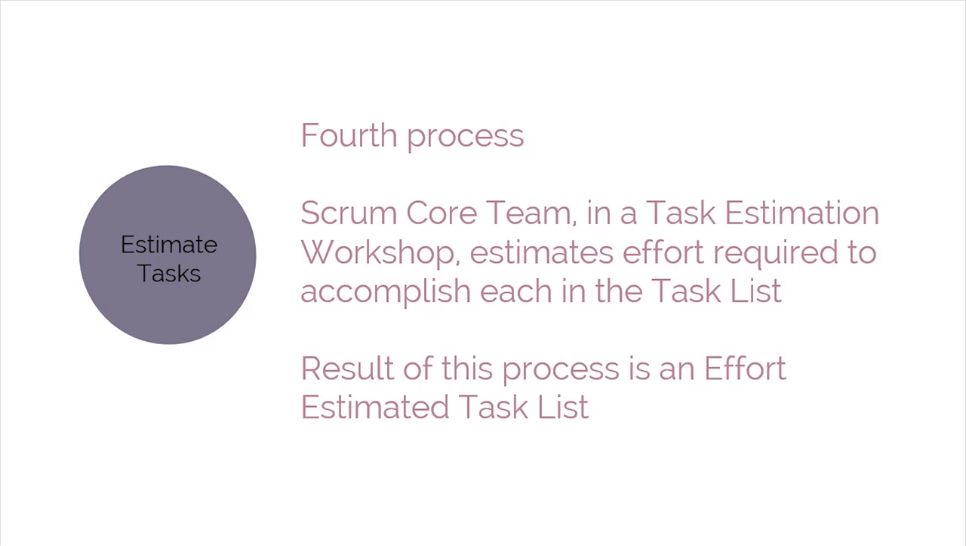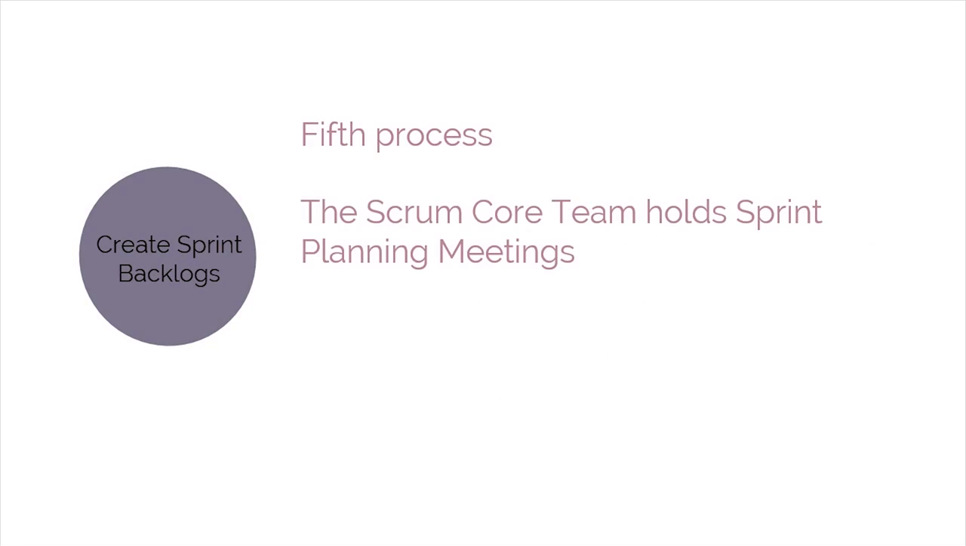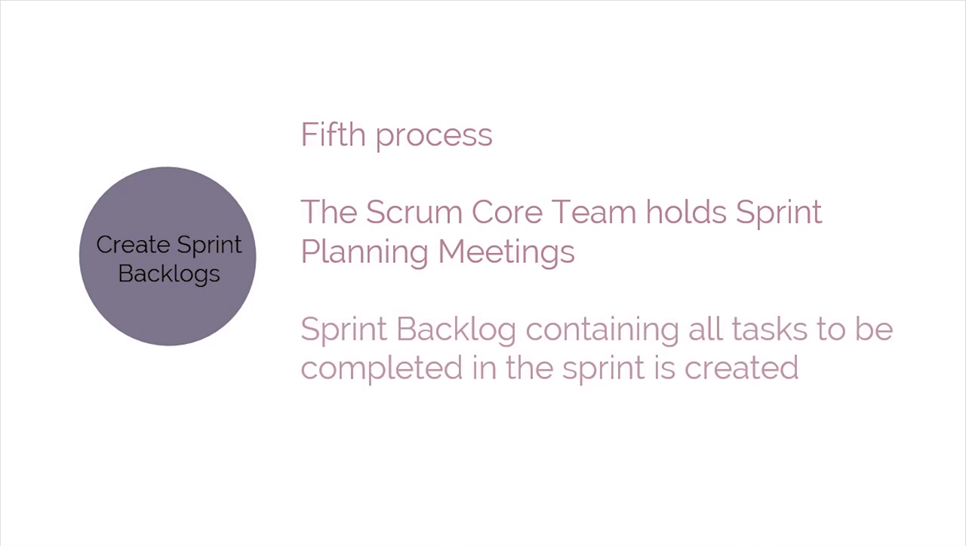The last process conducted during this phase is Create Sprint Backlog. In this process, the Scrum core team holds sprint planning meetings, where the group creates a sprint backlog containing all tasks to be completed in the sprint.